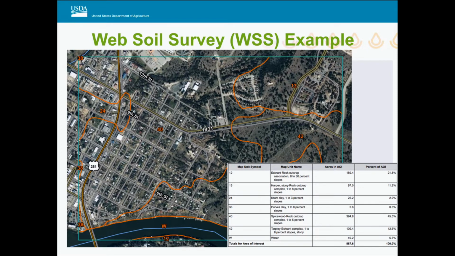What you're looking at here, these orange lines are what we call map unit lines, and the numbers are the map unit numbers. So you zoom into your property, and this is the map unit. We'll pretend this is Marble Falls, and we're looking at 40. Map unit 40 is a Spicewood rock outcrop complex. It's a 1 to 5% slope.